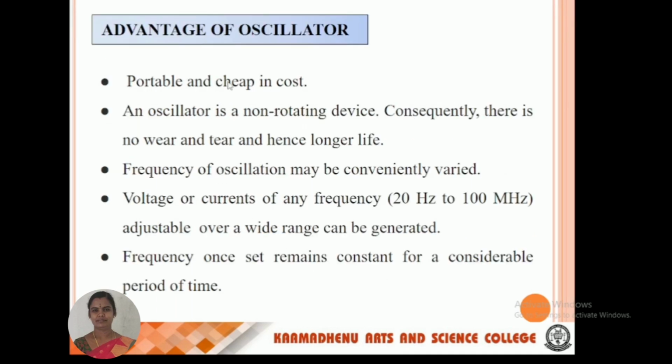Then the advantages of oscillators. Portable and cheap in cost. An oscillator is a non-rotating device, consequently there is no wear and tear and hence longer life. The frequency of oscillation may be conveniently varied. Next, voltages or currents of any frequency, that means 20 Hz to 100 MHz, adjustable over a wide range, can be generated. Then the frequency, once set, remains constant for a considerable period of time.